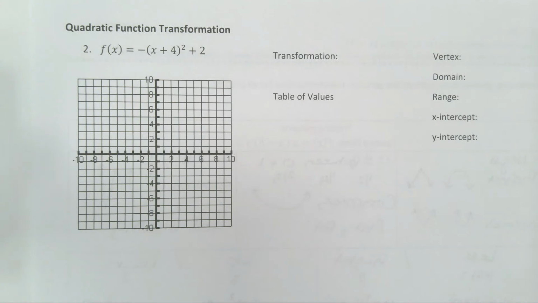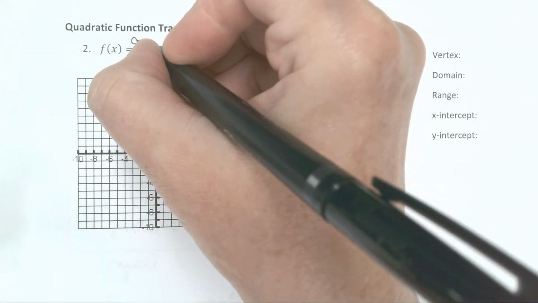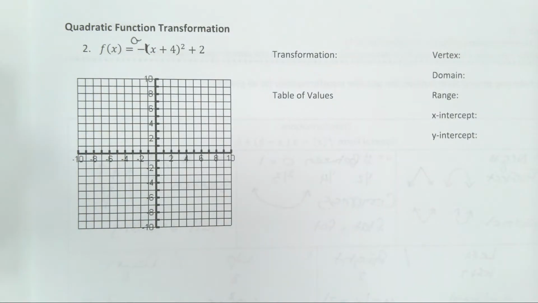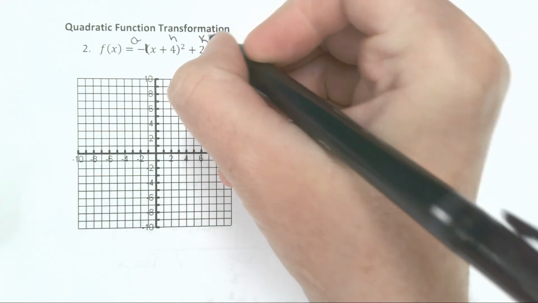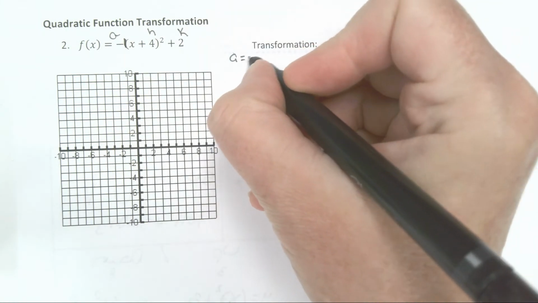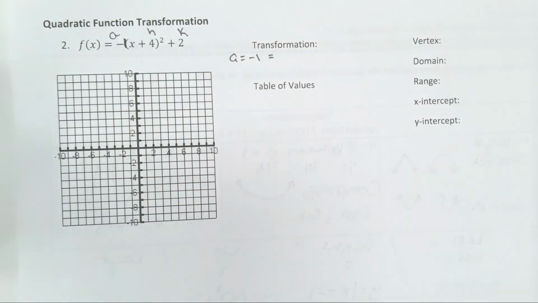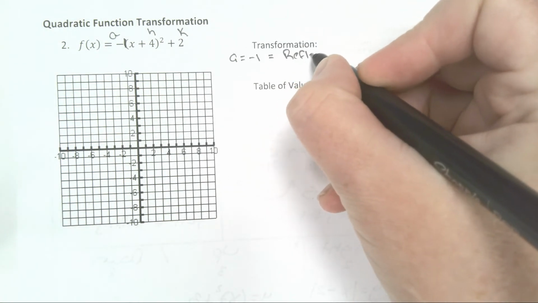All right, let's go with a quadratic. All right, so I have a is negative, or if you don't like that, you can put a 1 with it. So a is -1, h is your 4, and k is your 2. So if a is -1, if you look on the other side, that says that it's going to reflect.